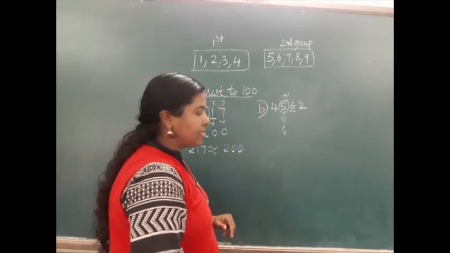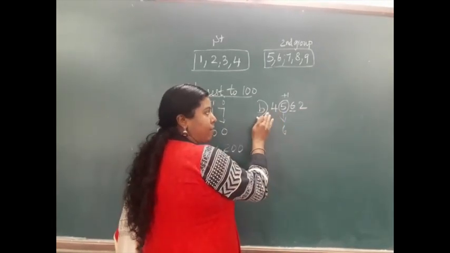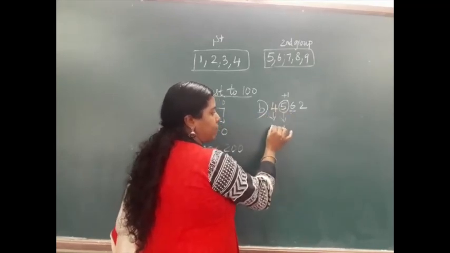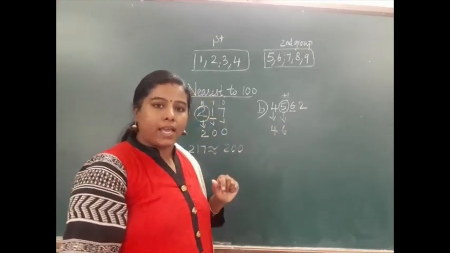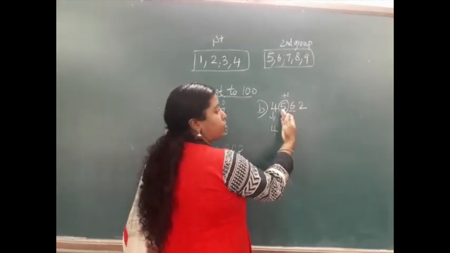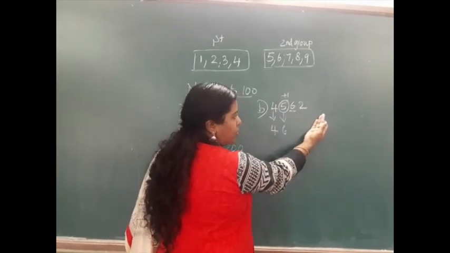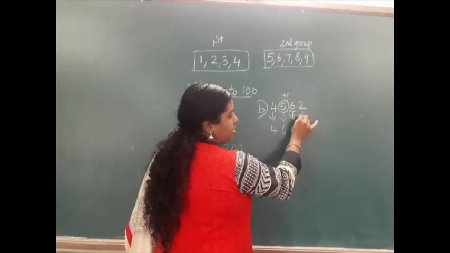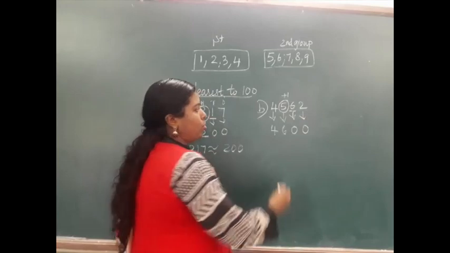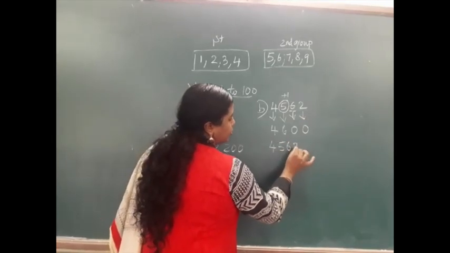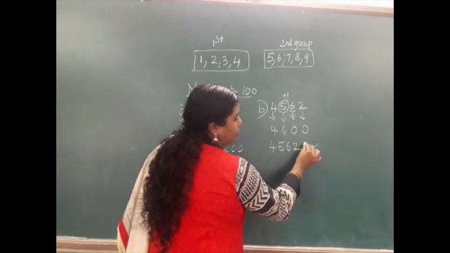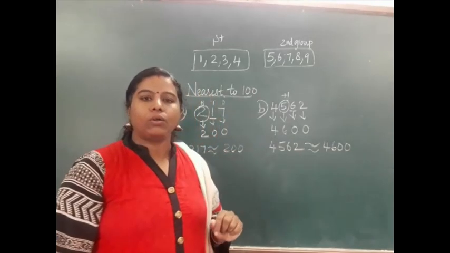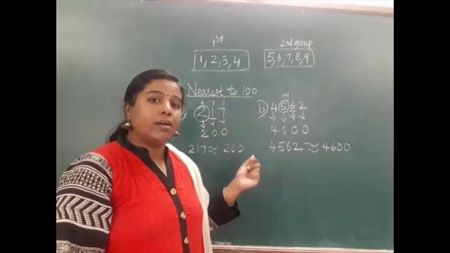The next step is write all the digits to the left of the circled one as they are. Here only 1 digit is there, that we will write as it is, and change all the digits to the right of it into 0. So there are 2 digits. All these right side digits we will change into zeros. So 4562 is rounded off to, this is the symbol of round off to, 4600. Hope you learned how to round the numbers to the nearest 100.